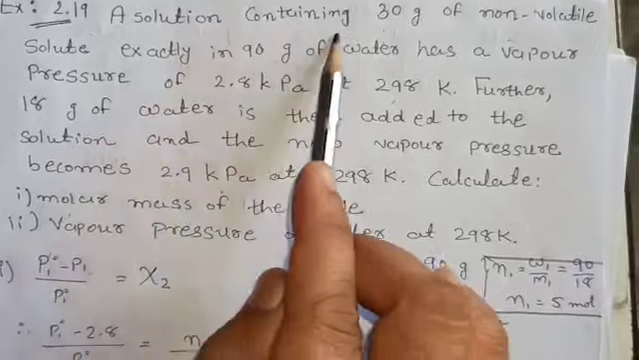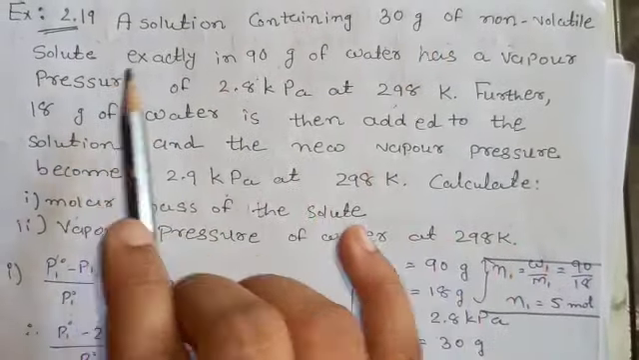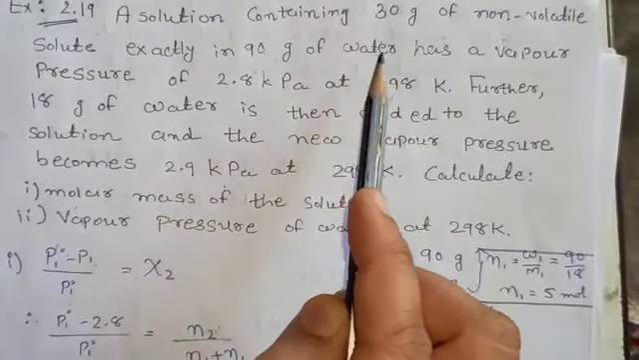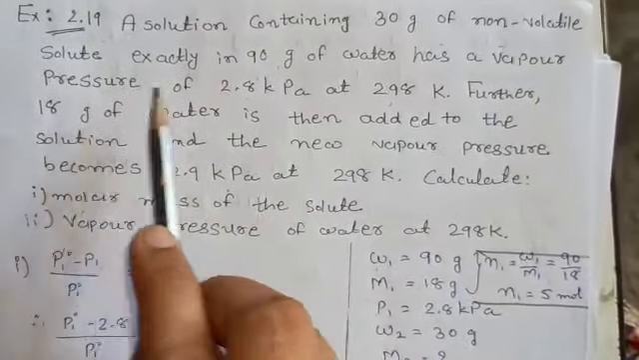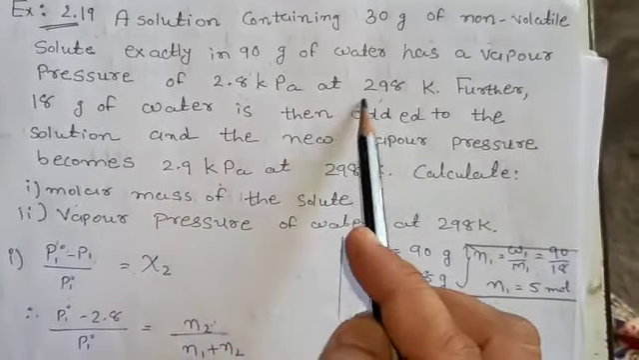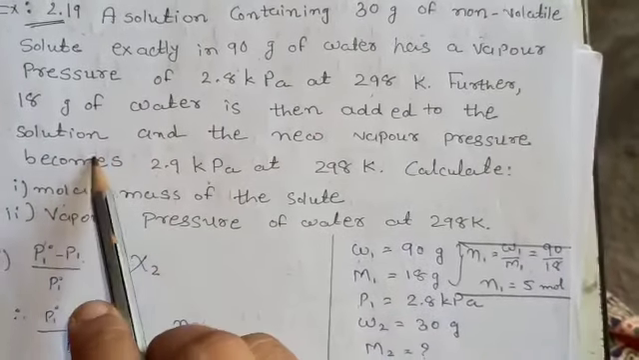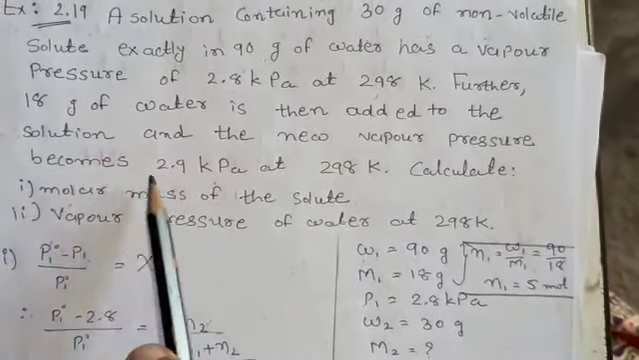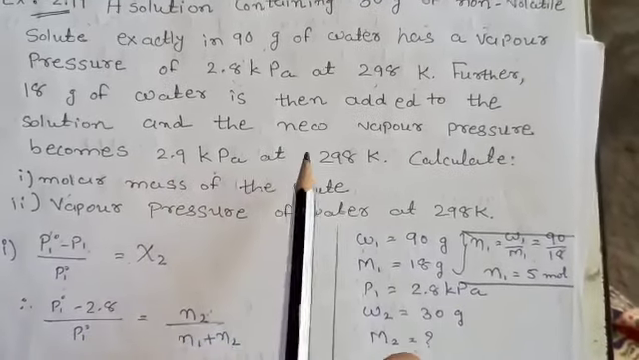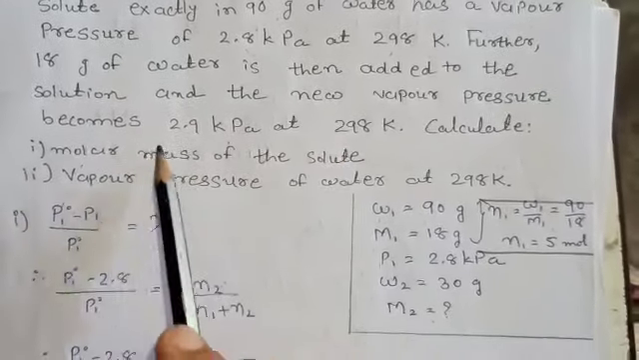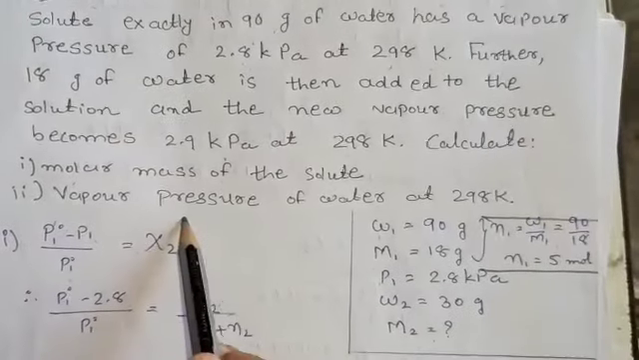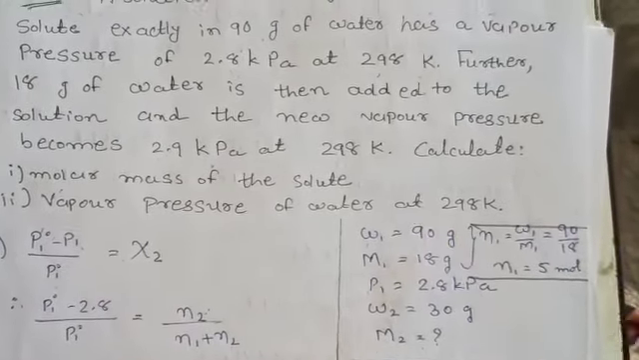A solution containing 30 gram of non-volatile solute in exactly 90 gram of water has a vapor pressure of 2.8 kilopascal at 298 Kelvin. Further, 18 gram of water is then added to the solution and the new vapor pressure becomes 2.9 kilopascal at 298 Kelvin. Calculate first the molar mass of the solute and second the vapor pressure of water at 298 Kelvin, right?